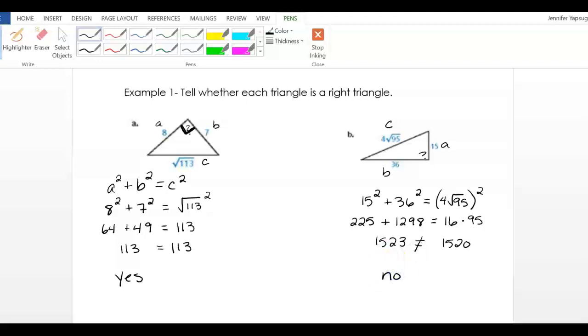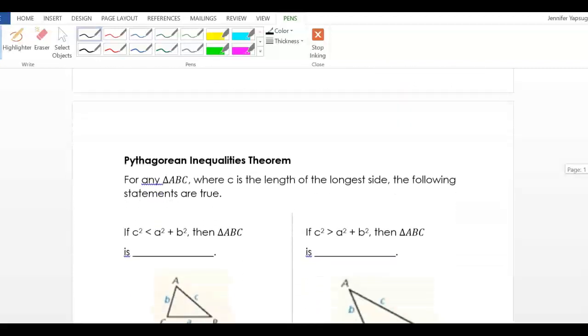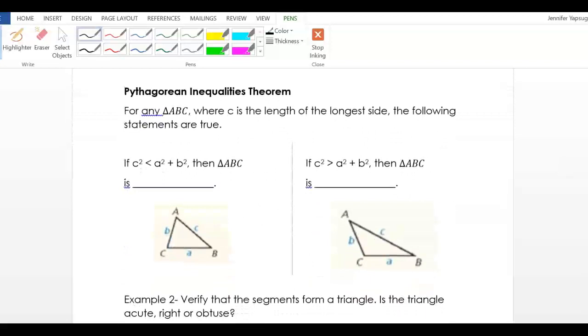Okay, so now let's scroll down and look at a couple of other applications where we are seeing how these relate to acute or obtuse triangles. All right, so for any triangle ABC, where C is the length of the longest side, the following statements are true. If you take C squared and that ends up being smaller than the sum of the squares of A and B, then we can say that triangle ABC is considered to be an acute triangle.